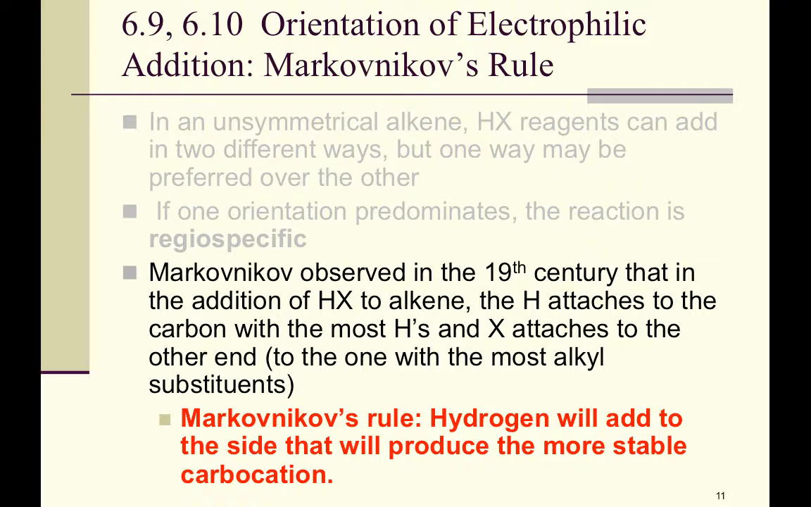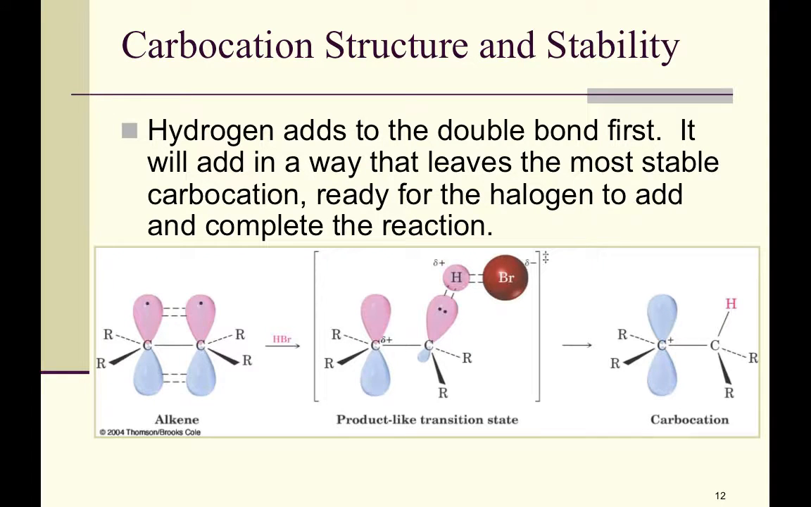So the pragmatic version is what we're going to use when we're actually writing out reactions, but if you're asked for the definition of Markovnikov's rule, it's the one we have here: hydrogen will add to the side that will produce the more stable carbocation. Carbocation structure and stability. Hydrogen adds to the double bond first. That's something we need to keep in mind during all of these reactions. Hydrogen adds first. It will add in such a way that leaves a more stable carbocation, ready for the halogen to add and complete the reaction. The more stable a carbocation is, the longer it will exist as a carbocation so the reaction can finish.